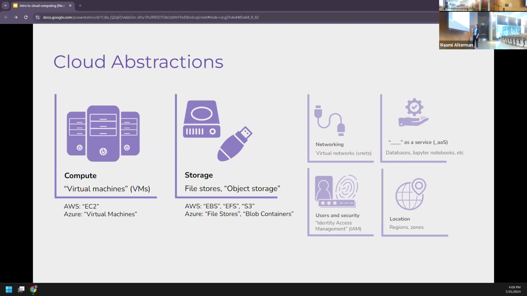There's also this notion of users and security. It almost always goes by the term IAM, Identity Access Management. And this is the very powerful and nuanced ways in which these cloud platforms decide who has the rights to create and delete virtual machines, who has the rights to create and delete storage containers, who has the rights to look at the storage in the first place.